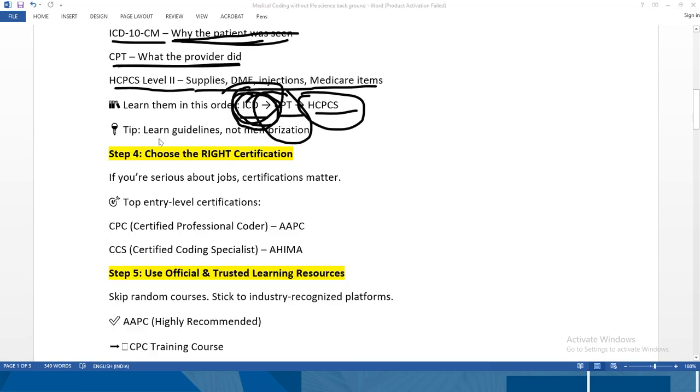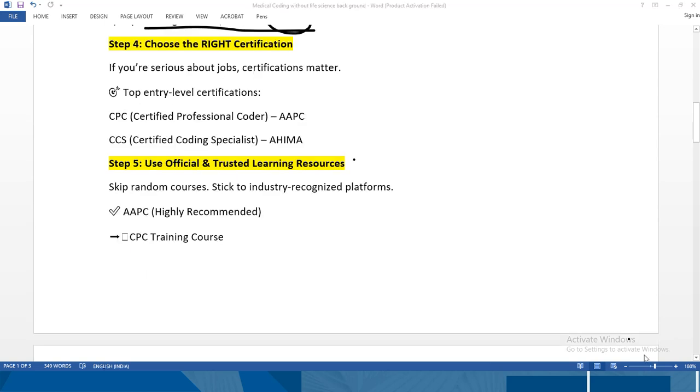In medical coding, our motto is to learn guidelines, not memorization. You don't need to memorize anything, because everything is included in your books like the ICD-10-CM, CPT code book and HCPCS coding book. You just need to know what the guidelines are and where they are located in those books. The first step is to choose the right certification. For example, if you want to become an outpatient coder, you need the CPC certification, which you get from AAPC. If you want to become an inpatient coder, you need the CCS certification, which you get from AHIMA.